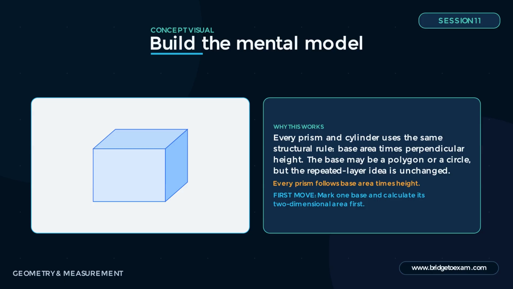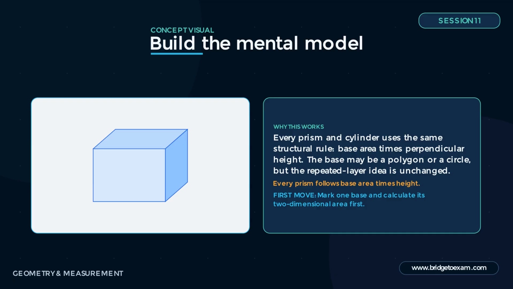Here's the central reasoning. A cylinder with diameter 8 centimeters and height 10 centimeters has radius 4 centimeters. Its base area is 3.14 times 4 squared, which equals 50.24 centimeters squared, so its volume is 502.4 centimeters cubed.